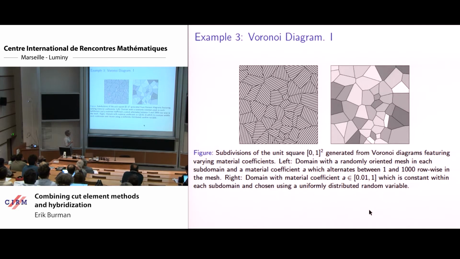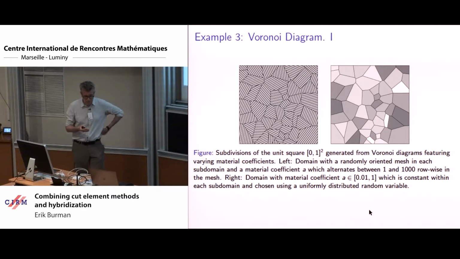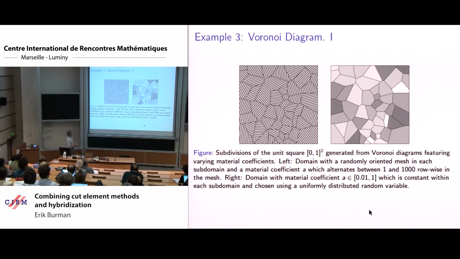Well, here now we created these grains by randomly distributing points and creating the Voronoi diagram. And in each cell here, we chose the diffusivity so that it varies between, let's see, what was it? Between 1 and 1,000 in this row-wise fashion. So where it's gray, it's 1, and where it's white, it's 1,000. So you get huge oscillations.